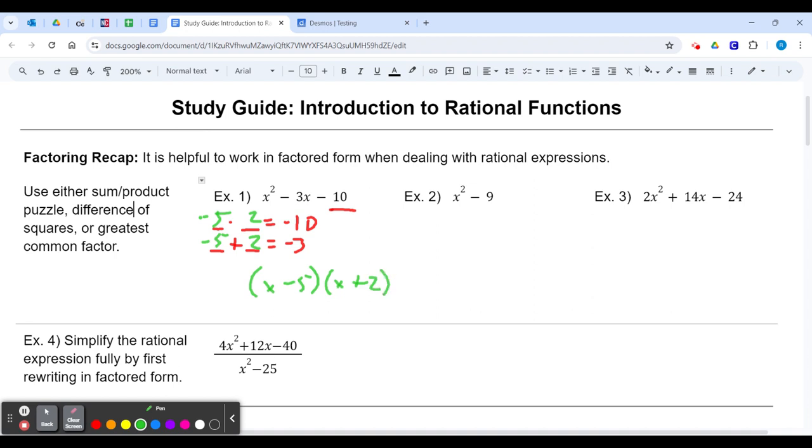Example 2, we can handle our difference of squares. We notice that we have a square up front, and 9 is a squared number where we can take 3 squared and get 9. So that's that instance of x plus 3 times x minus 3.